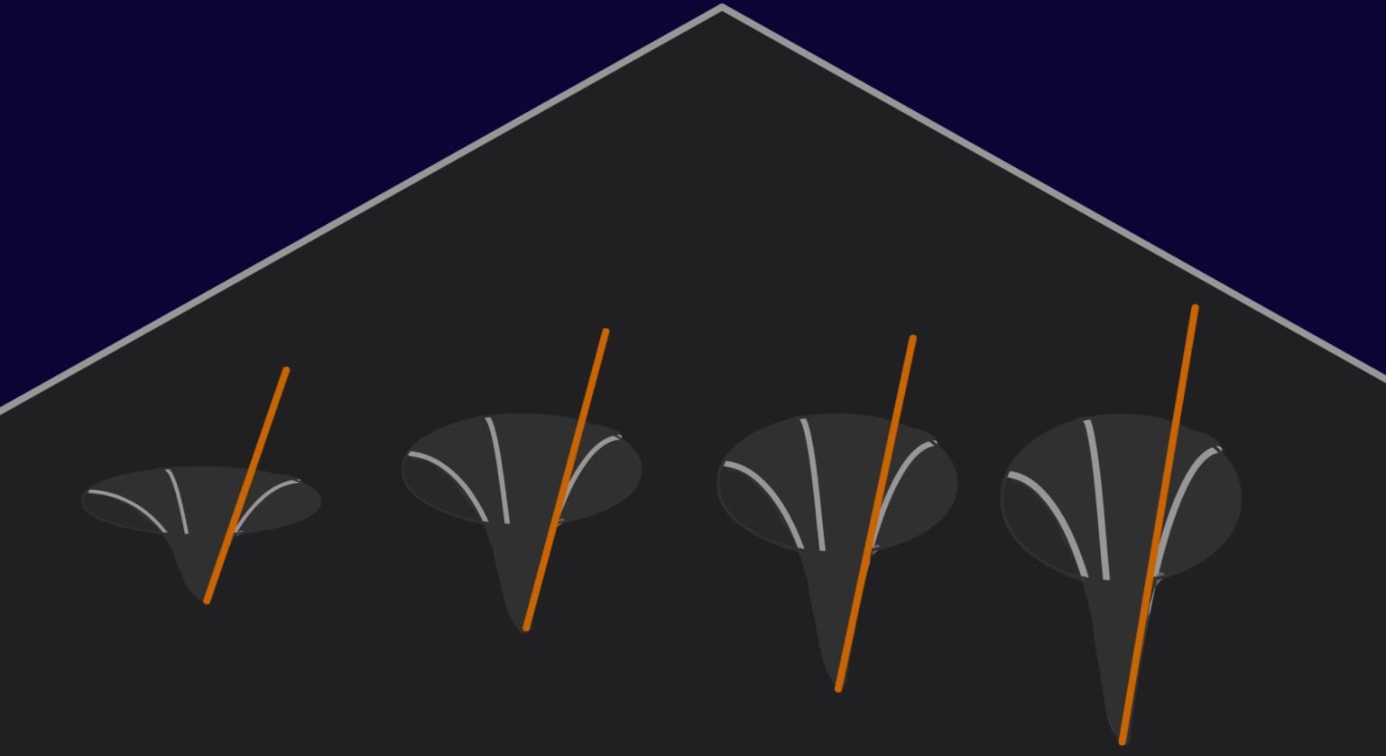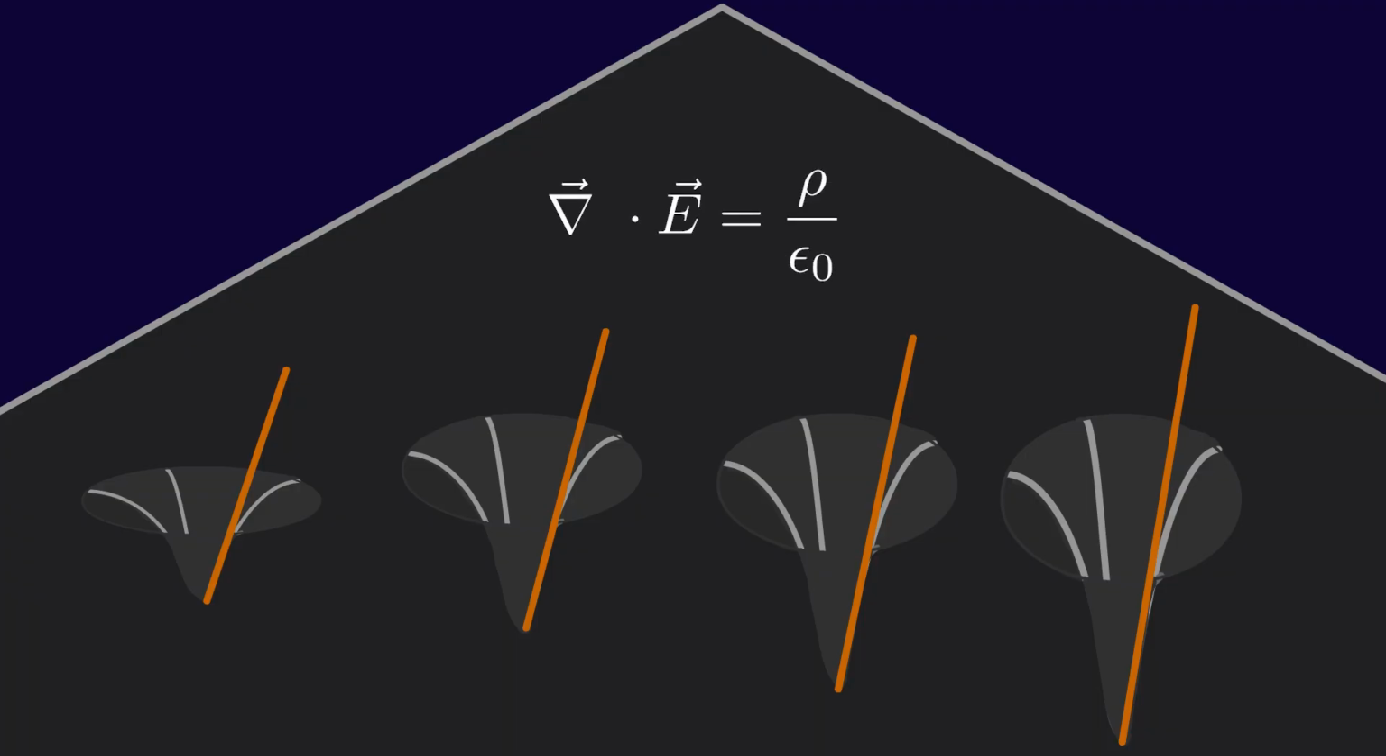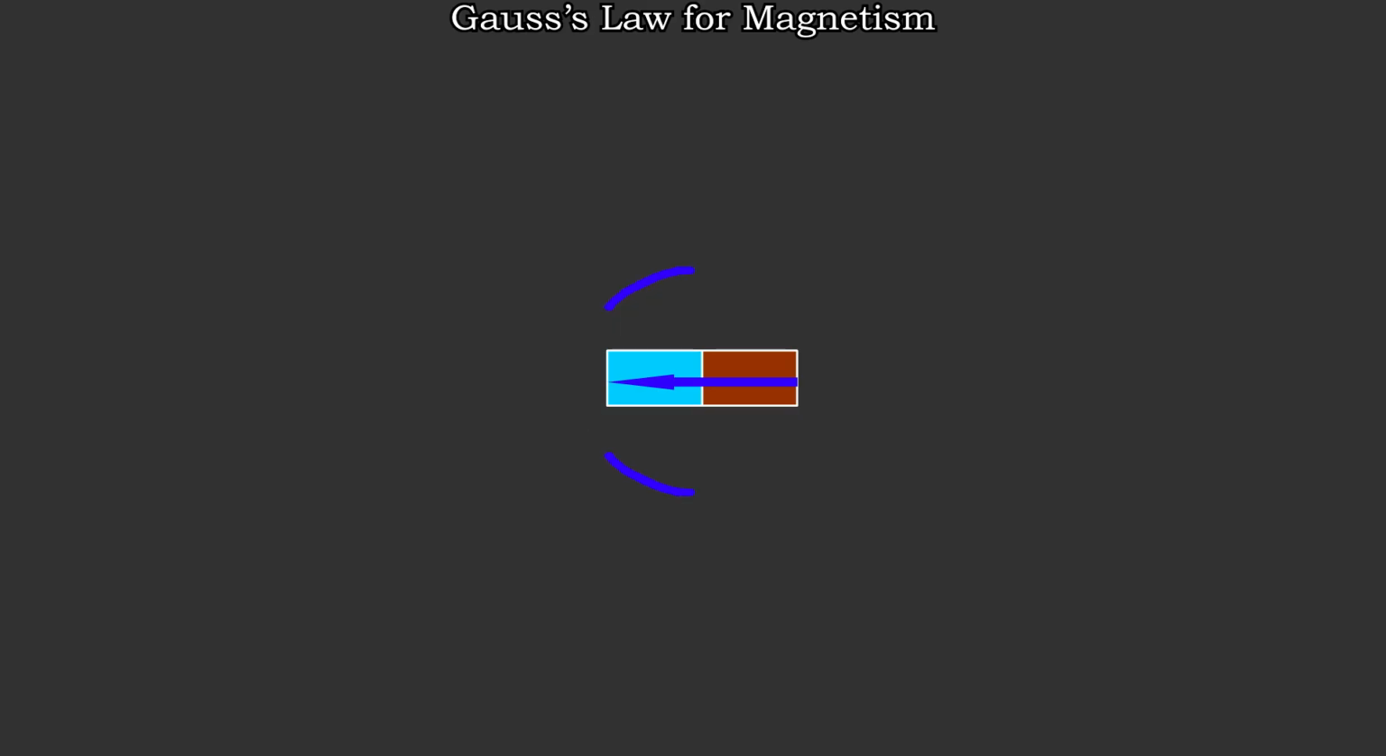The shape of the hole, how deep or sharp it is, depends on the density of the charged particles. This is exactly what we expect from general relativity. A high-density mass creates a black hole, but a low-density mass of the same weight does not. Similarly, a high charge density creates a strong source of field. Therefore, the divergence of the electric field is equal to the charge density divided by epsilon in that area. Now that we've finished the first equation, let's move on to the second one, Gauss's law for the magnetic field.